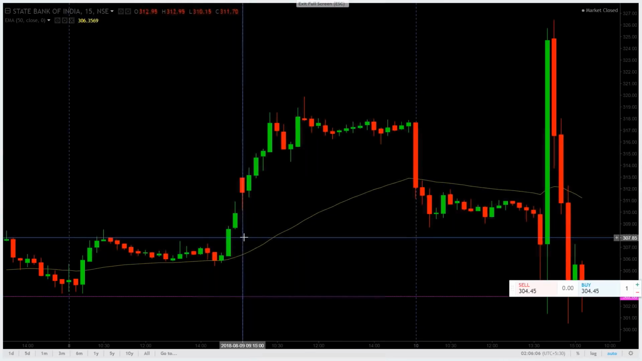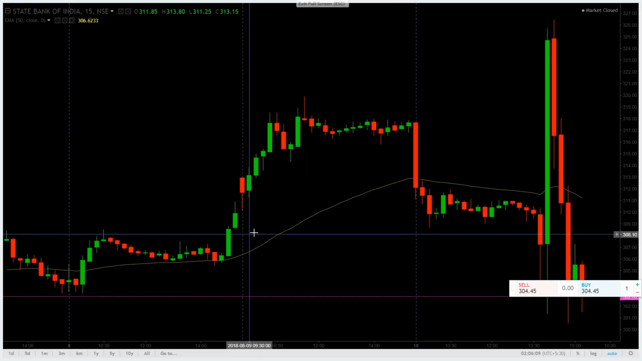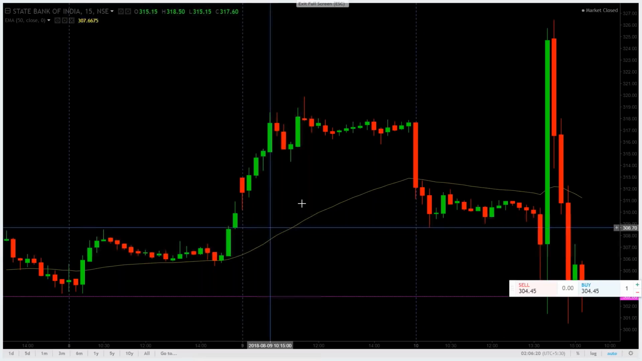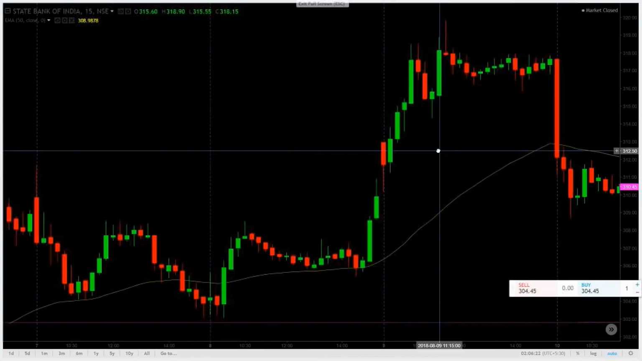Okay, so now let's look into another day. Let's see what happened on the day before. Over here also you can see what's the range low. The range low is 311 rupees 25 paisa, and the range high is 315 rupees 40 paisa. So again it's more than 4. We are not supposed to take a trade on this day.